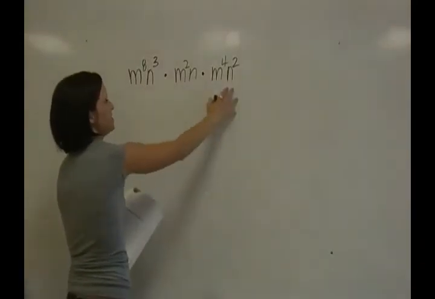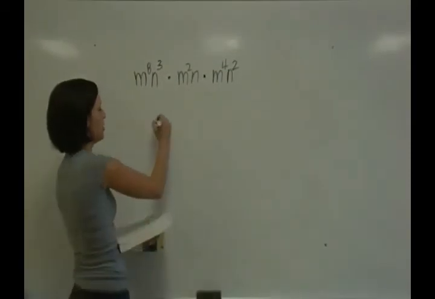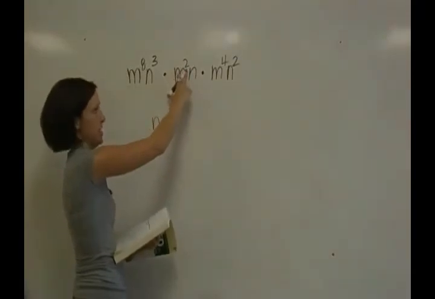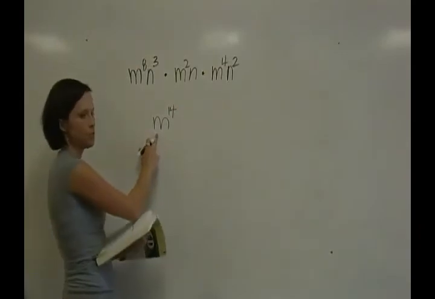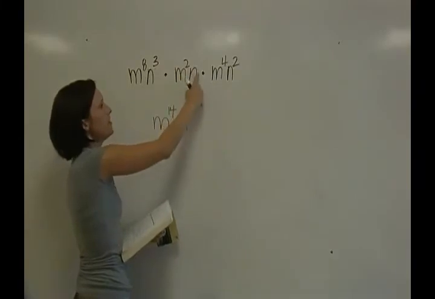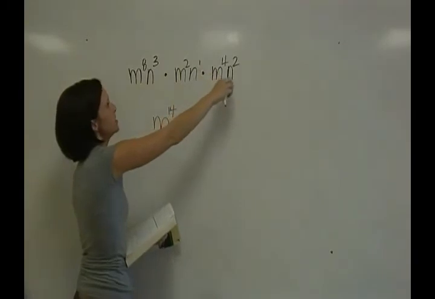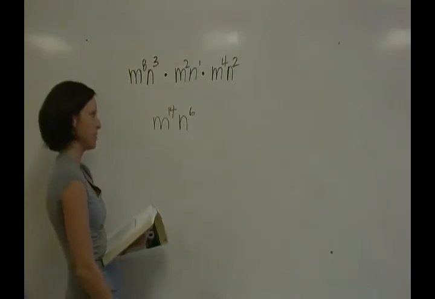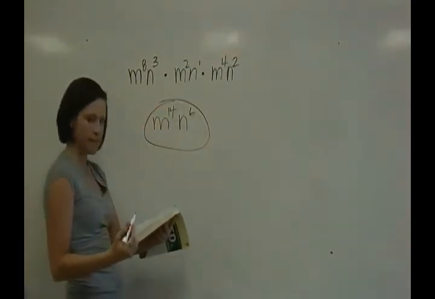Now we've got 3 sets of variables. When you're multiplying, all we do is add our exponents. So you'll go m and add your exponents. 8 plus 2, which is 10, plus 4 is 14. So you're left with m to the 14th. Write your n. You've got 3. This is understood to be 1. So 3 plus 1 is 4, plus 2 is 6. So your answer is simply m to the 14th, n to the 6th, which is selection B.